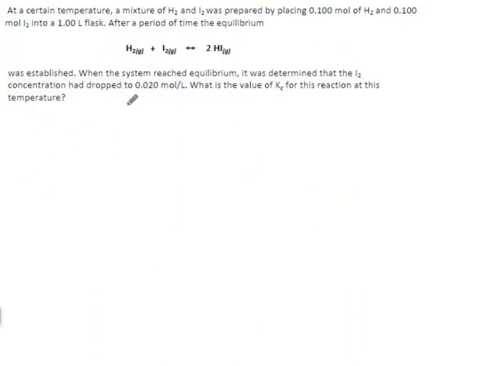Okay, more ICE. At a certain temperature, a mixture of hydrogen and iodine is prepared by placing a certain amount in a 1 liter vessel. Okay, let's get our table organized. They're already pelting us with numbers here, and we need a way to keep them organized, and the ICE table does a nice job of that, so let's build one. Hydrogen reacts with iodine to produce 2 hydrogen iodide, and then we have initial amounts, change in amounts, and equilibrium amounts, by which I mean concentrations.